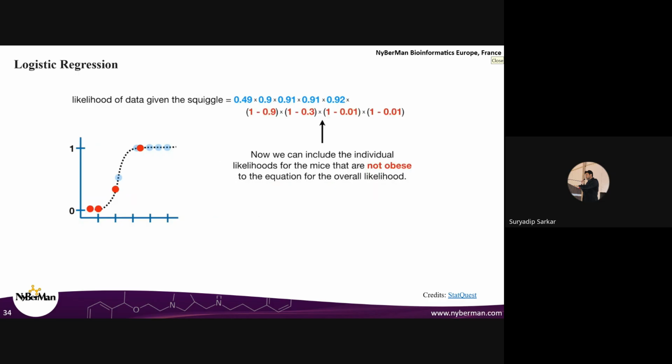Now we can include that in our calculation, right? So the likelihood of this particular data, wherein we have obese as well as non-obese samples, is given by the product of all the likelihoods.